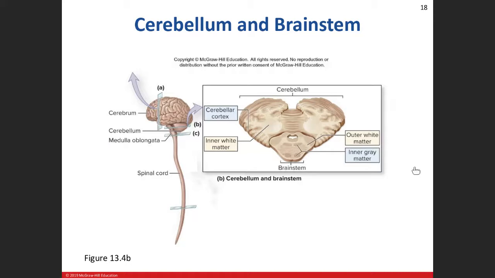You can see here, right, in our cerebellum and parts of the brainstem, very similar. You've got your cortex on the outside, and then internal of that is going to be the white matter.